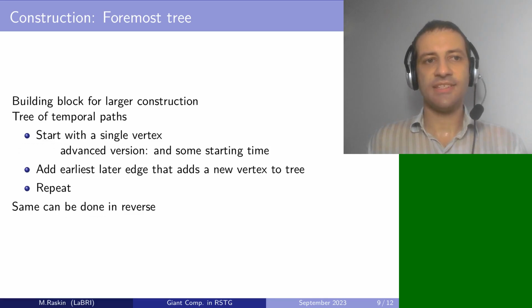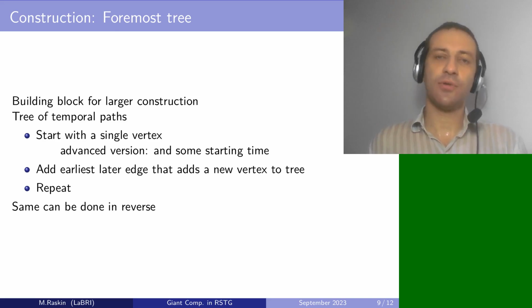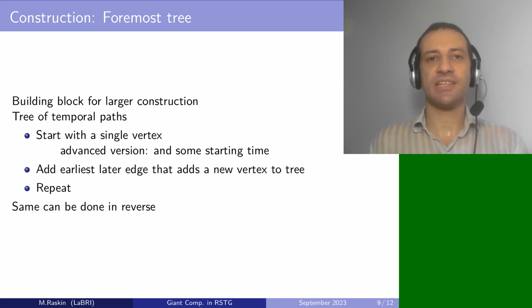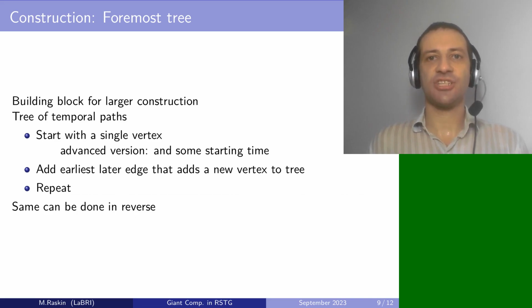Another piece of analysis is the notion and the algorithm of the foremost tree. This is pretty similar to Dijkstra's algorithm. You basically just look for a vertex, what it can reach, and you take the earliest edge which enlarges the set of vertices that can be reached. And the same algorithm can be run in reversed time. So we can ask what can be reached from A, and we can also ask from where A can be reached.